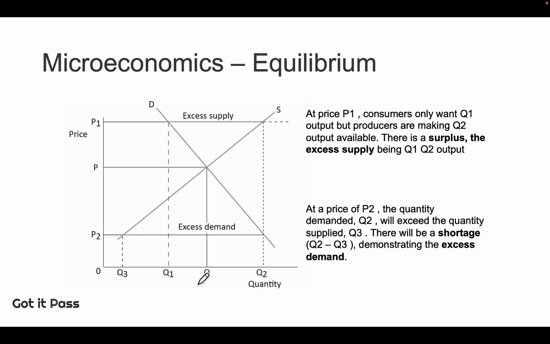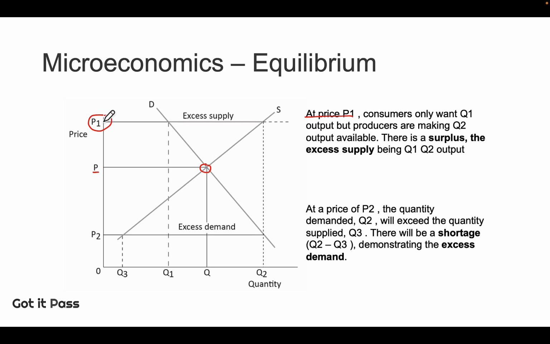Here is the chart showing how the non-equilibrium situations occur. First, we see price 1, or P1. It is a price above the equilibrium price P. So it is a higher price, and given a higher price, according to the demand and supply curves, they are not at the equilibrium point. That is here, the equilibrium point.